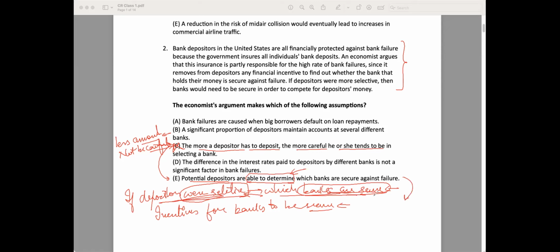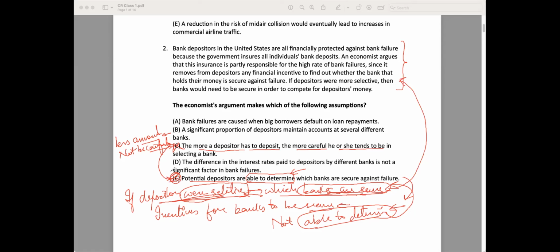Because if we negate it, that means depositors are not able to determine which banks are secure. So if the depositors are not able to determine whether the banks are secure or not, there's no question of depositors being selective. Then this argument, this claim doesn't even arise, whether they were selective or not. See, if I'm not able to do something, there is no question whether I'm choosing not to do it on my own. Whether I choose not to do it or choose to do it, because I am not able to do it, I can't do it. So this whole argument falls out. So that's why this is the correct option. This is the inherent assumption required to make this argument for sure.